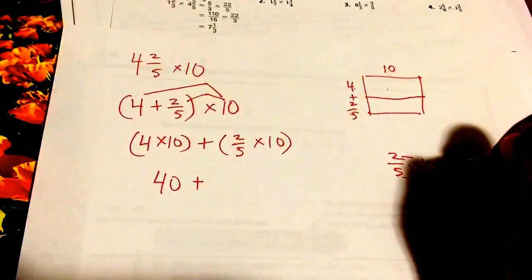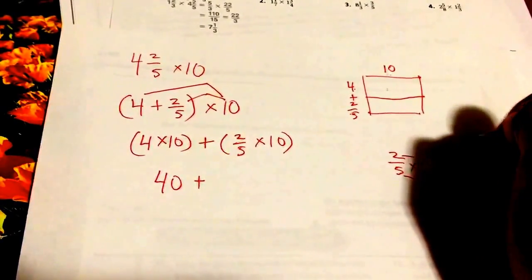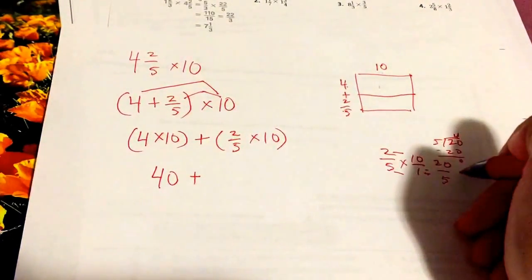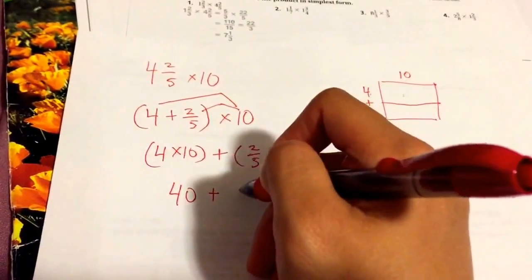Then the numerator is bigger than the denominator, so it goes inside the house. 20 divided by 5 is exactly 4 with no leftovers. So your final answer is 4. So 2/5 times 10 is 4.